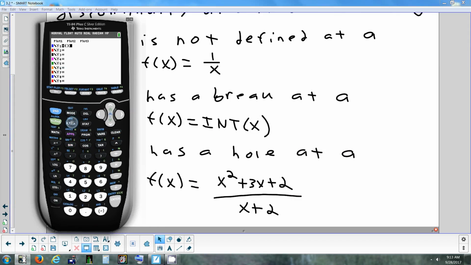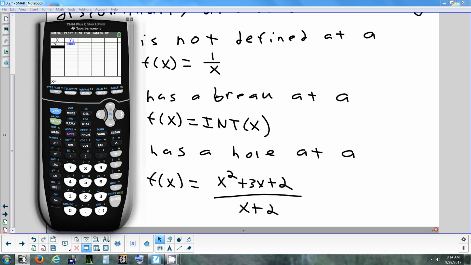We have x squared plus 3x plus 2 divided by x plus 2. What does that look like? Looks like a line. It's not a line. It's not a line because what value are you not allowed to plug in here? Yeah? You can't plug in -2. If you go to your table and you try it, you get an error.